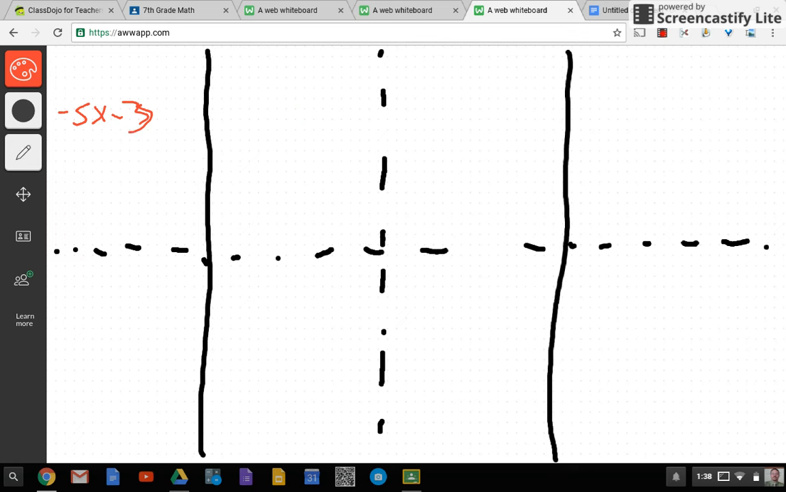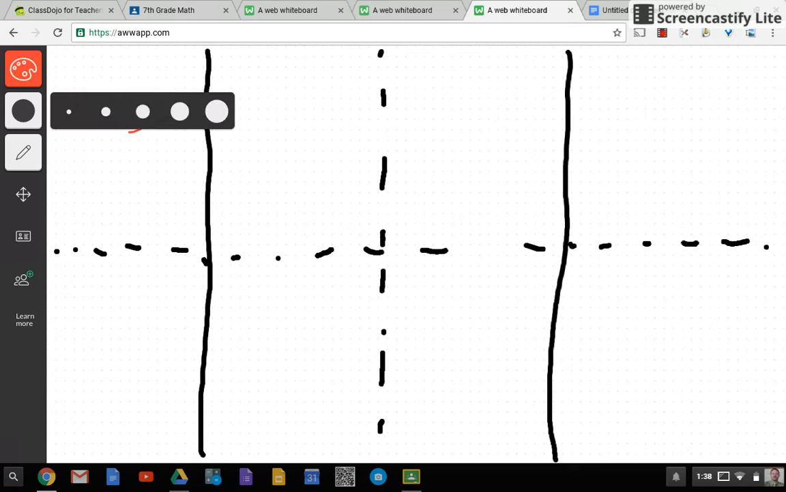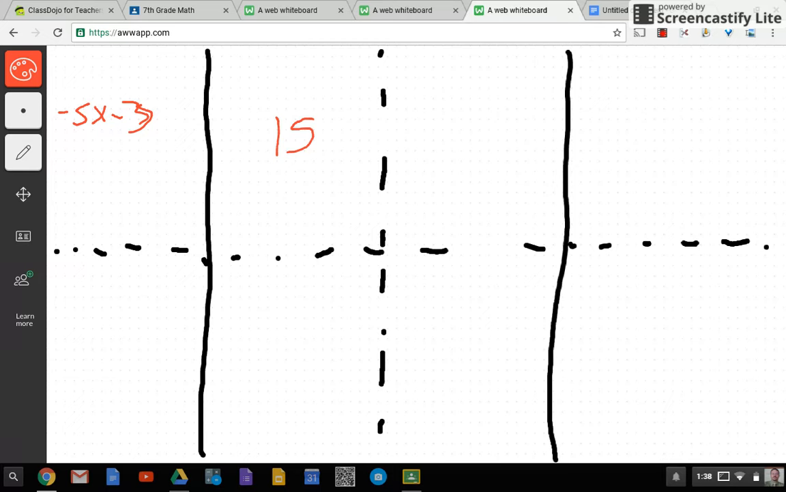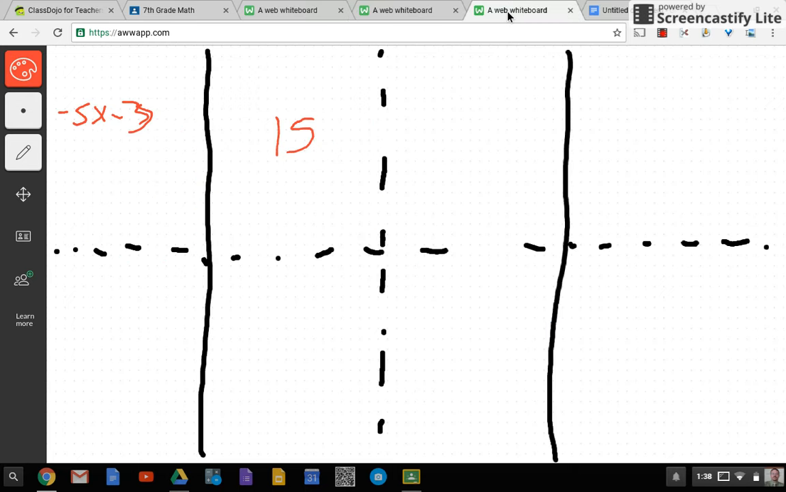So you probably know that 5 times 3 is 15. Oh, let me get a much, much smaller font to write in than that. That ought to be better. It is 15. And since this is a negative times a negative, I refer back to my rules. Negative times negative is positive. So the answer is a positive 15. I'm positive about that.